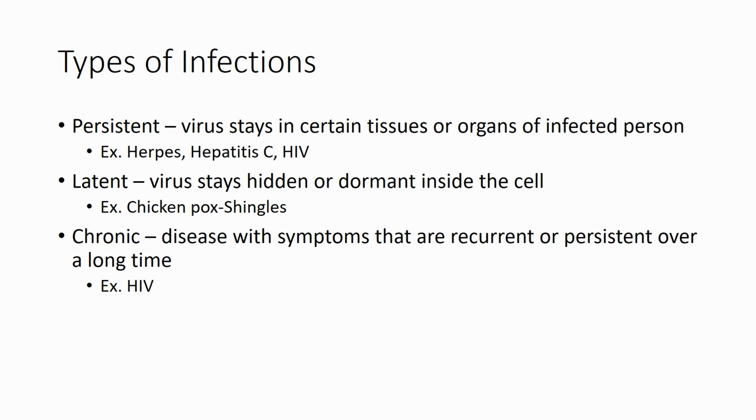A latent infection example would be chickenpox and shingles. Latent infections can stay hidden or dormant inside of your body until a stressor causes that virus to come back and cause a new effect. A chronic infection is a viral disease that has symptoms that seem to constantly occur over time and often get worse over time. HIV is an example of a chronic infection.